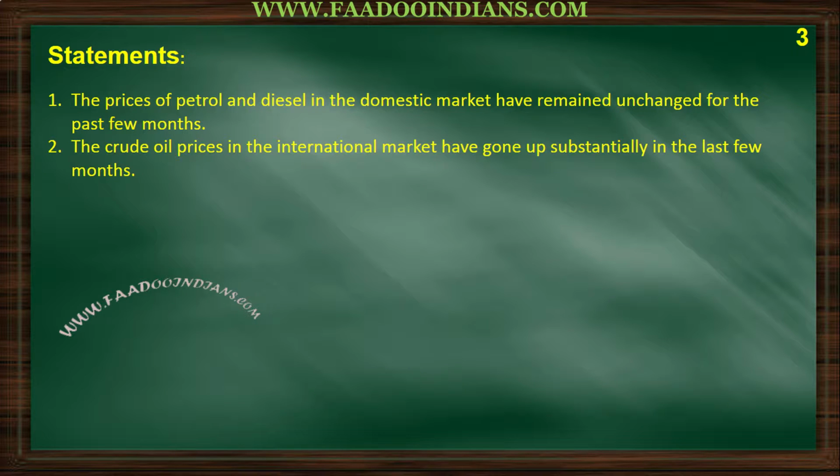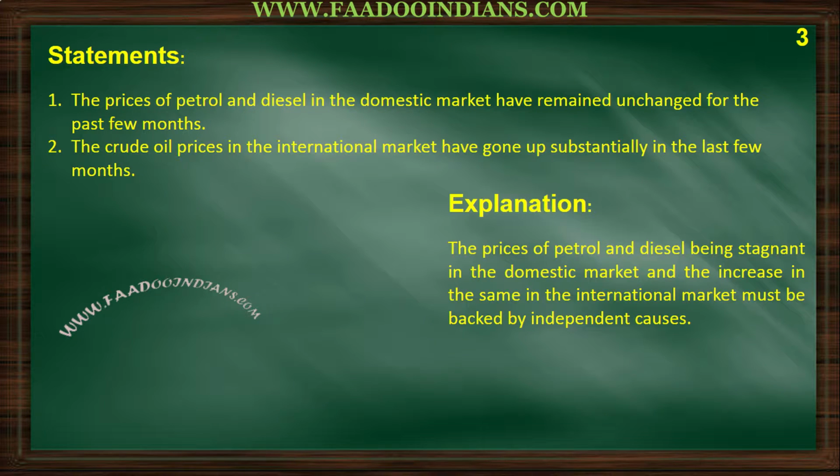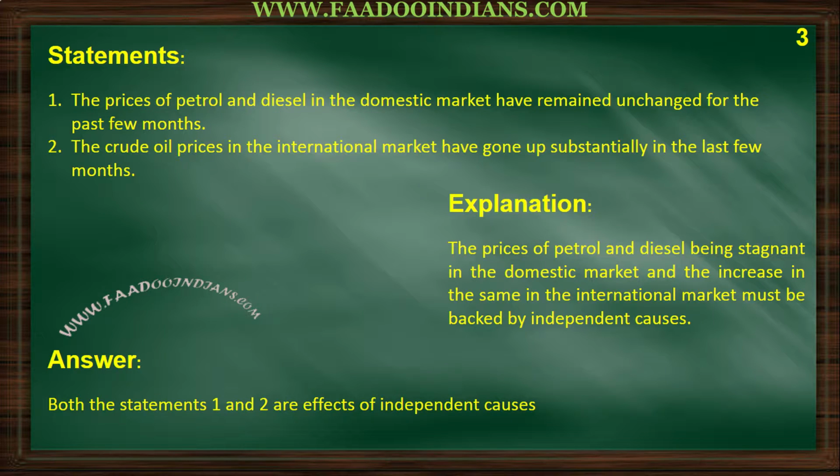The prices of petrol and diesel in the domestic market have remained unchanged for the past few months. The crude oil prices in the international market have gone up substantially in the last few months. So, both the things may be correct in their own terms, but they have no linkage. Therefore, the prices of petrol and diesel being stagnant in the domestic market and the increase in the international market must be backed by independent causes. Therefore, both statements 1 and 2 are effects of independent causes.